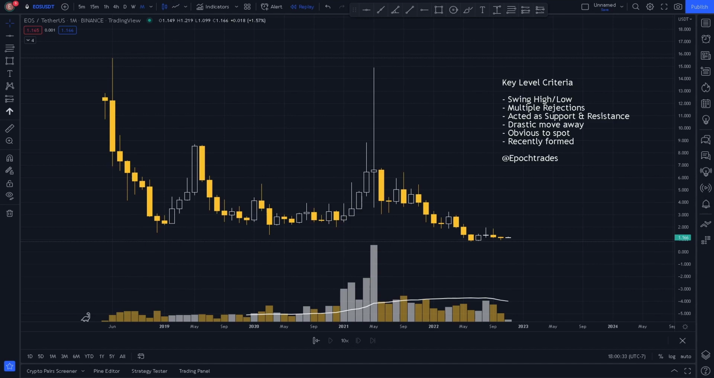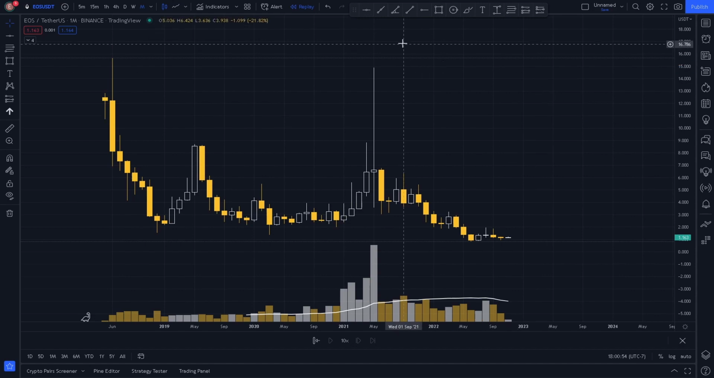Today we're going to be covering key levels on the monthly and weekly time frames for EOS. As always, our key level criteria: we look for swing highs and swing lows, multiple rejections, acted as support and resistance, drastic moves away, obvious to spot, and recently formed. So let's go ahead and hop right in.